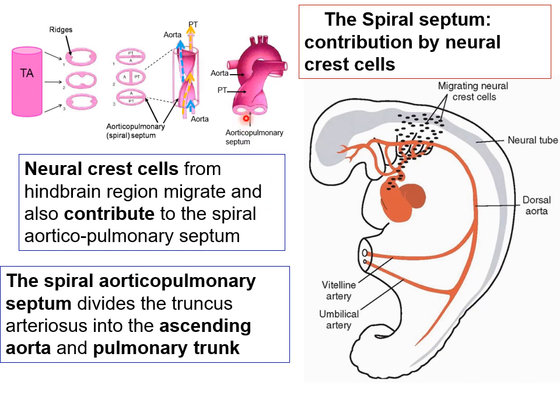Now, another important contribution to this spiral septum is the migration of neural crest cells. You can see from the head end they are migrating, and they end up even in the spiral septum. We don't know the reason why. Maybe things that need to be in place soon have additional contributions from there. So the spiral septum, also called the aorticopulmonary septum, divides the truncus arteriosus into the ascending aorta and pulmonary trunk. There we have partitioned the whole heart, including the great vessels.